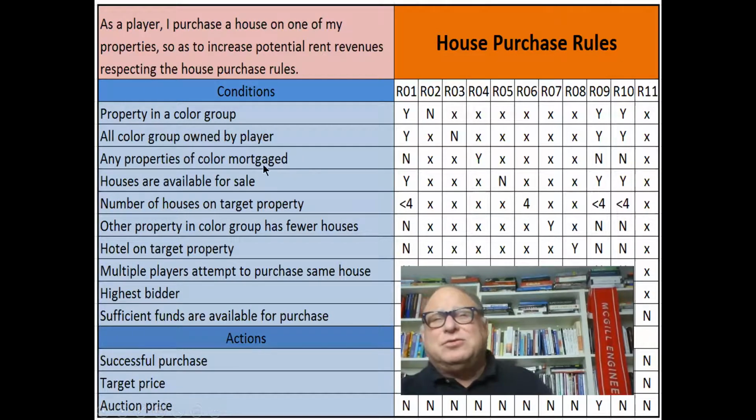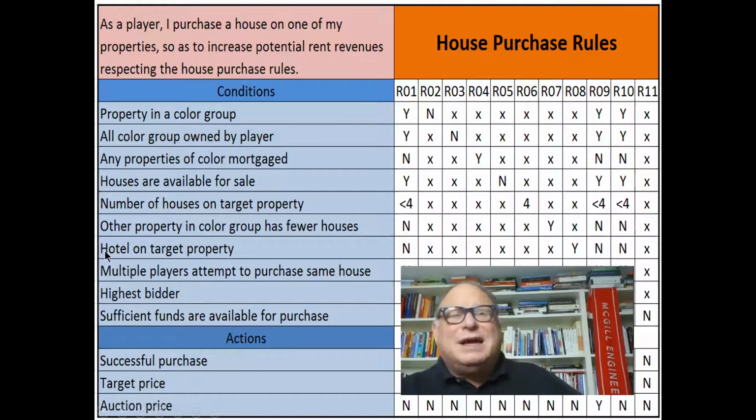Are any members of it mortgaged, true or false? Are there houses for sale, true or false? The number of houses on the target property, are they less than 4 or 4? And that's the two choices, less than 4 or 4. Are there other properties with fewer houses? This is for the balanced building of them: 1, 1, 1, 2, 2, 2, 3, 3, 3.